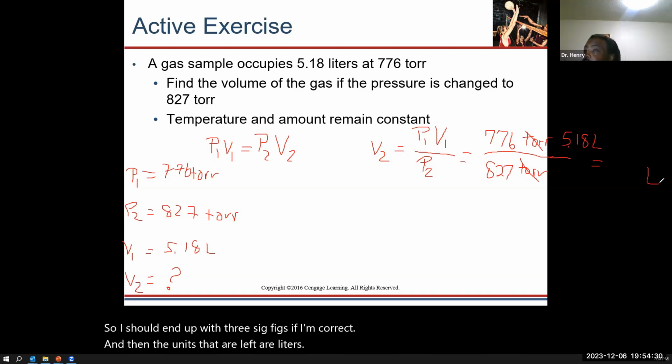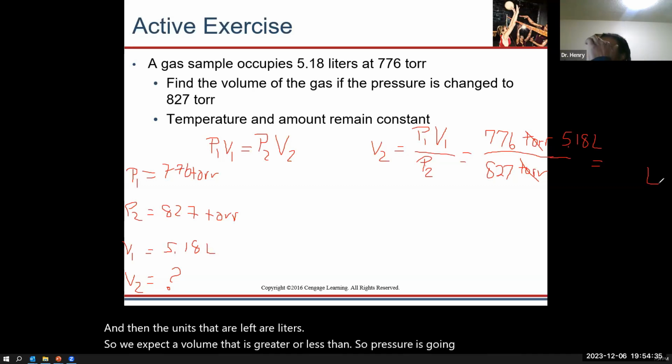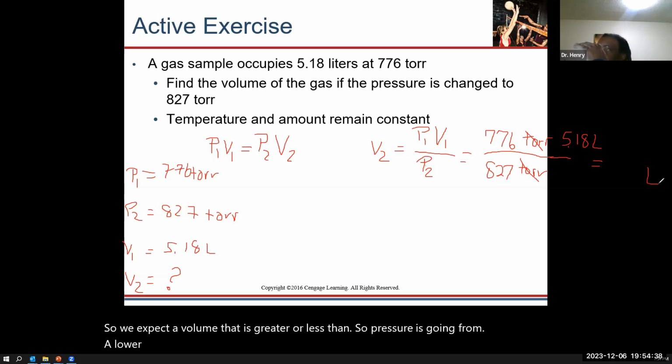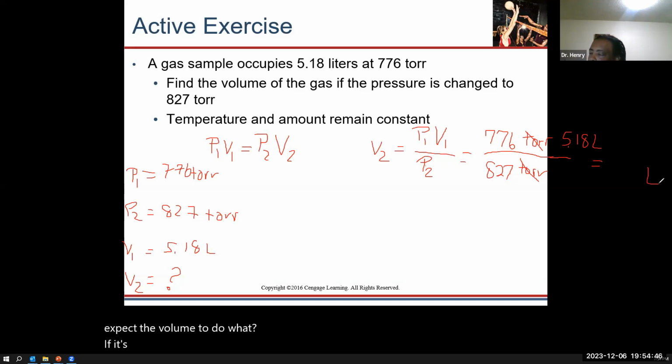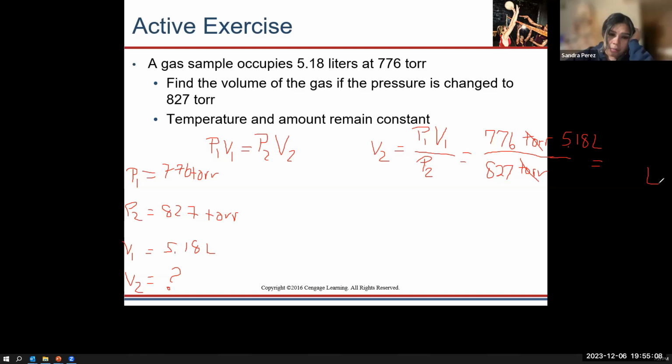So we expect a volume that is greater than or less than. Pressure is going from a lower pressure to a higher pressure. So we'd expect the volume to be what, if it's inversely proportional? Would it be higher? Okay, so let's plug it in and check.